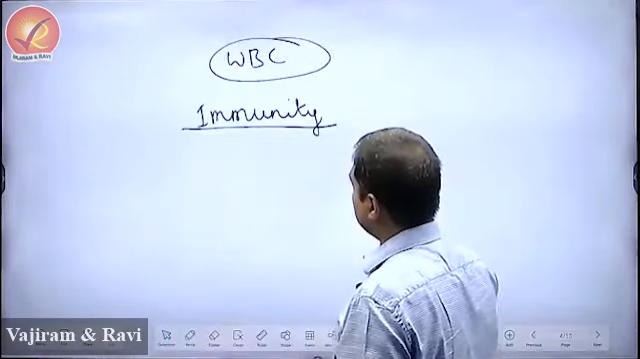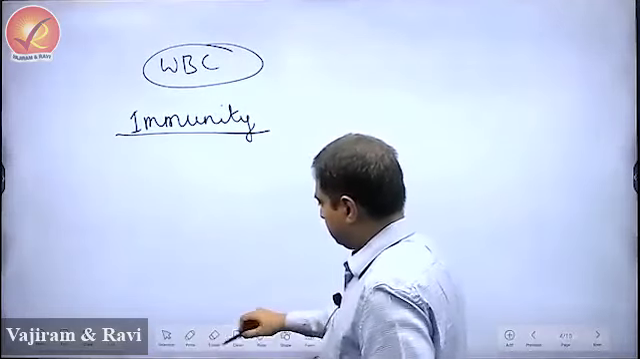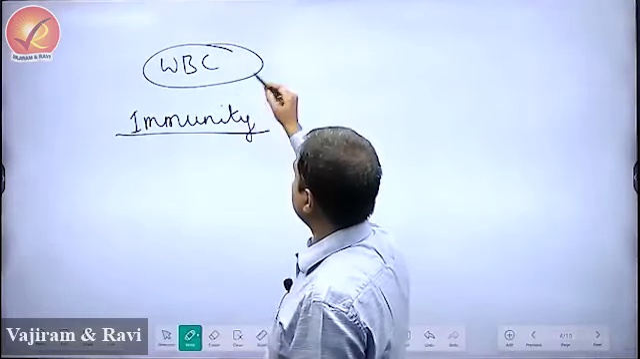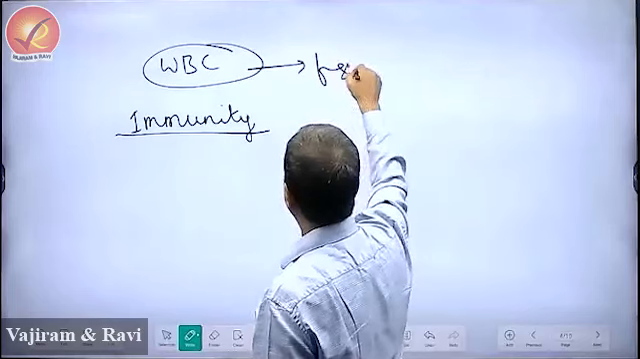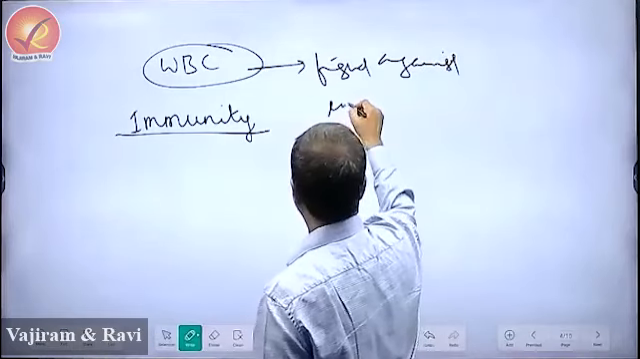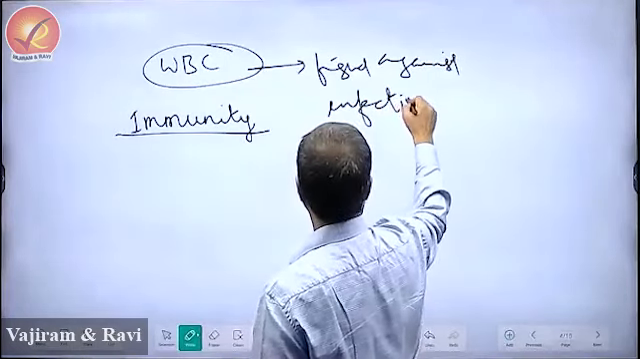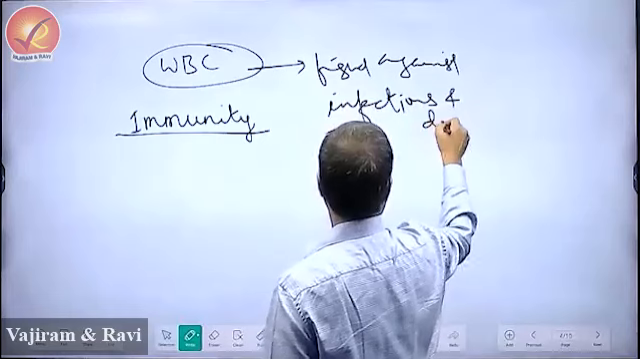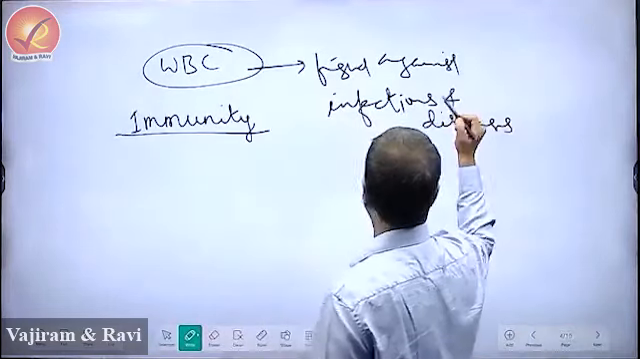Now, immunity is a direct role played by the white blood cells. So they are the ones who are going to fight against the various infections and diseases.